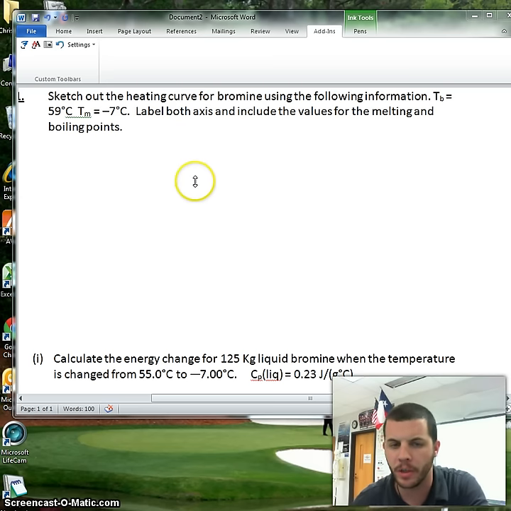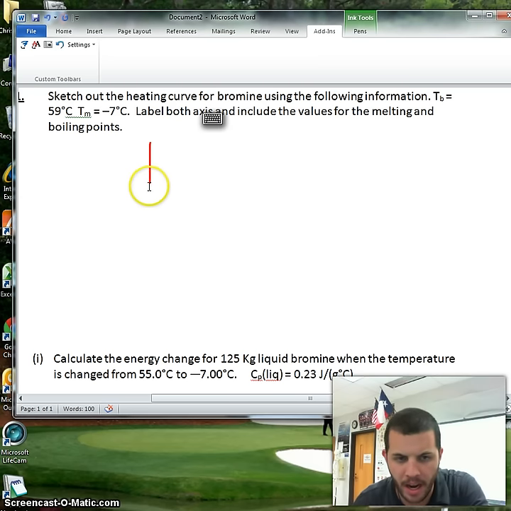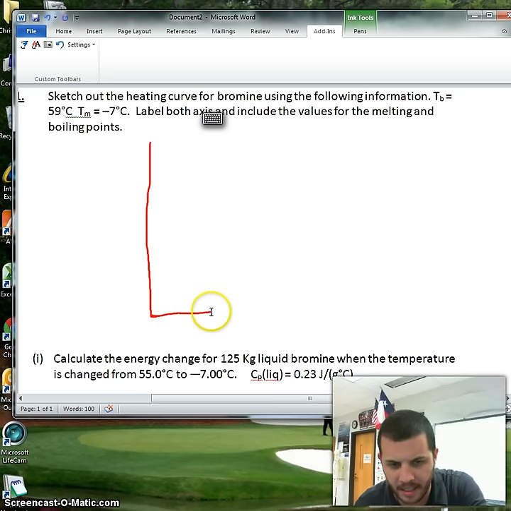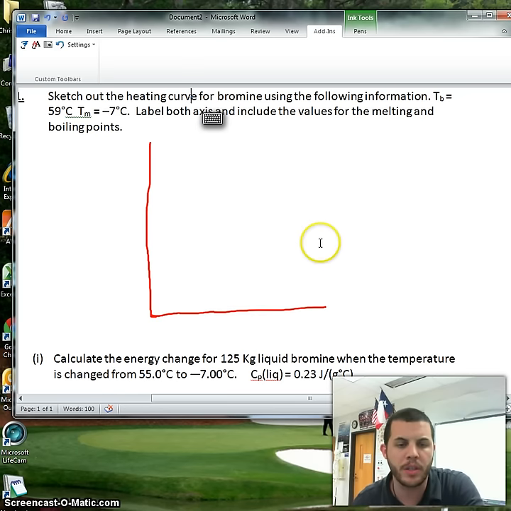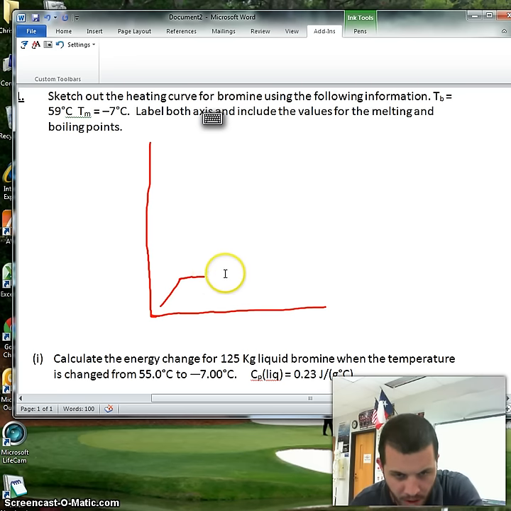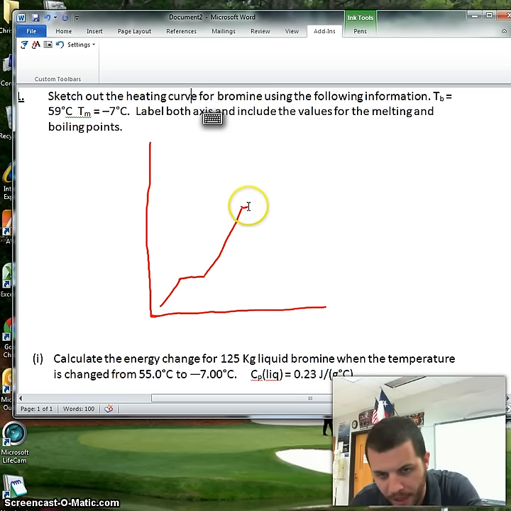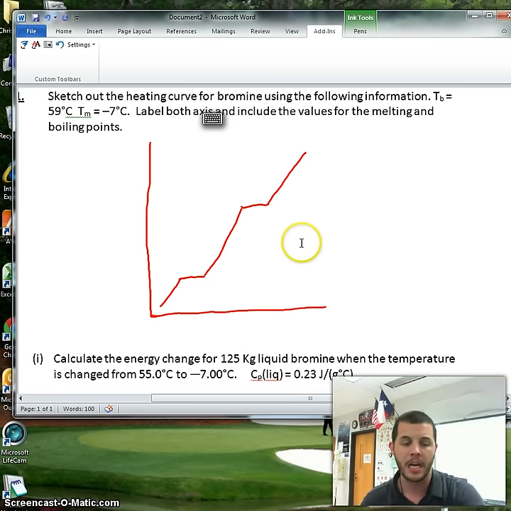So what we need to do is make a y-axis and an x-axis. And as we do that, we can then make our little area right here, which is going to be for a solid, and then the plateau where the phase change occurs. And then go ahead and rise again here in my liquid area, and then another plateau for a phase change. And then I get into my gas section.